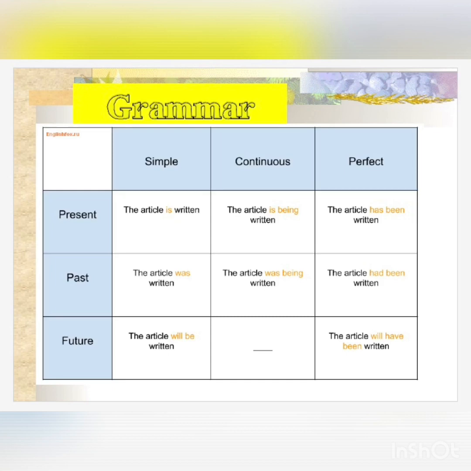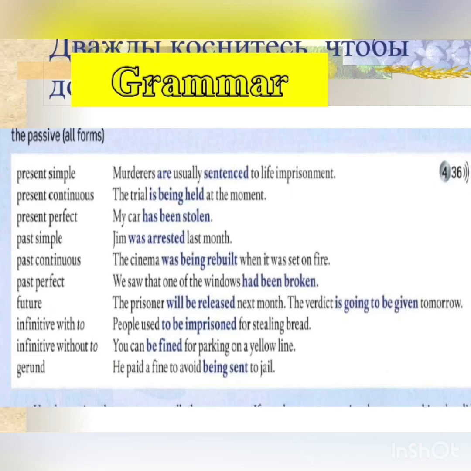Present perfect. The article has been written. Past perfect. The article had been written. Future perfect. The article will have been written. Or another examples, and the vocabulary connected with crime and punishment.